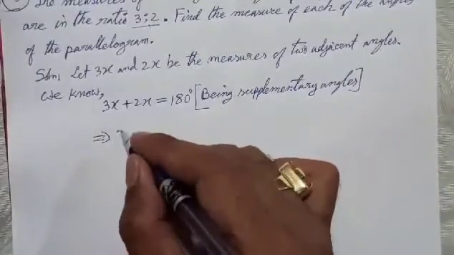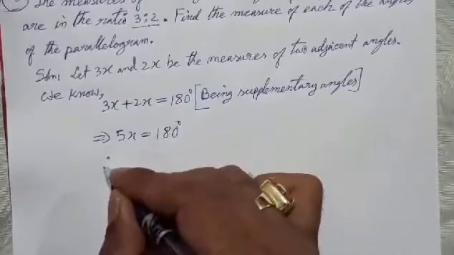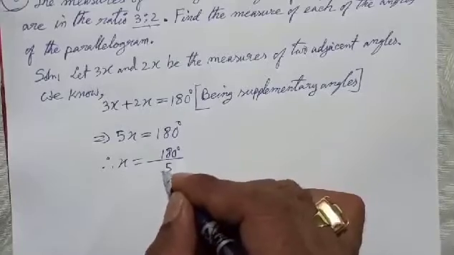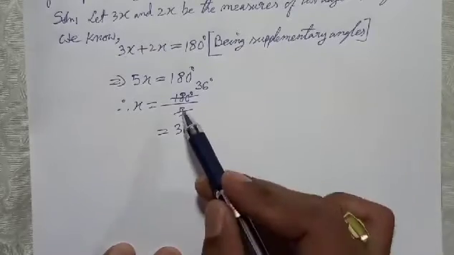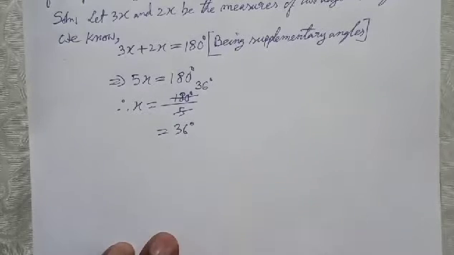3x plus 2x is 5x, which equals 180 degrees. Therefore, x is equal to 180 divided by 5. If 180 is divided by 5, then we are getting 36. So x is 36 degrees.